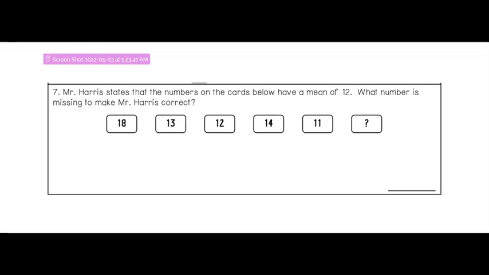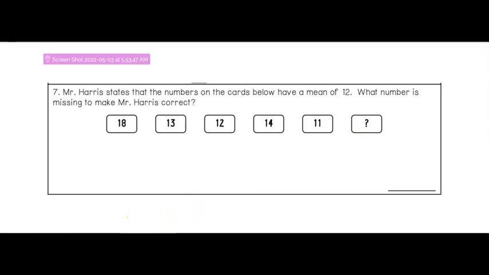All right, the last one's kind of a challenge problem. It says Mr. Harris states that the numbers on the cards below have a mean of 12. So in other words, an average of 12. What number is missing to make Mr. Harris correct? All right, so how many cards do we have? 1, 2, 3, 4, 5, 6. Okay, so we have 6 cards.